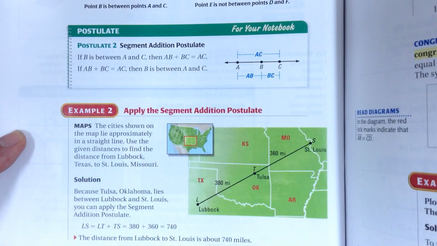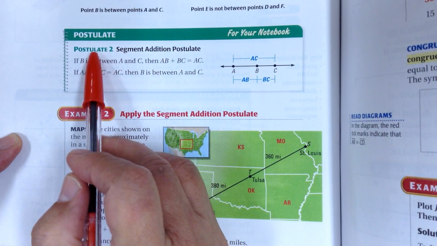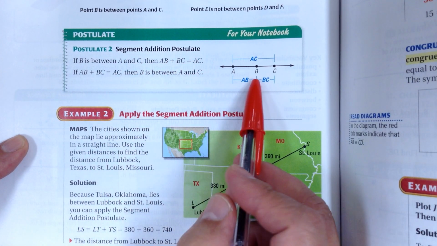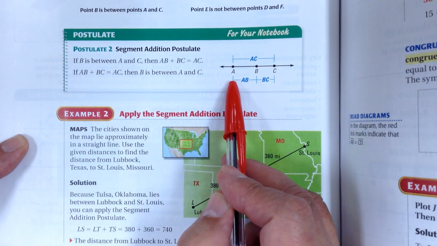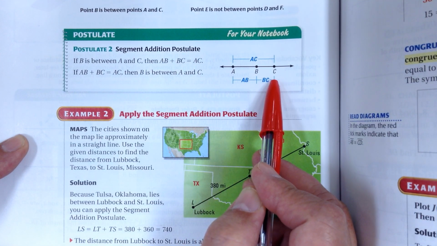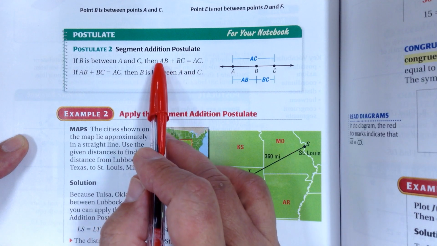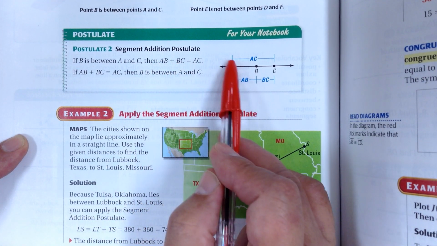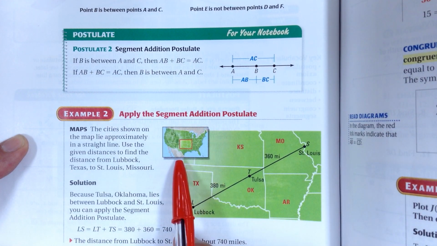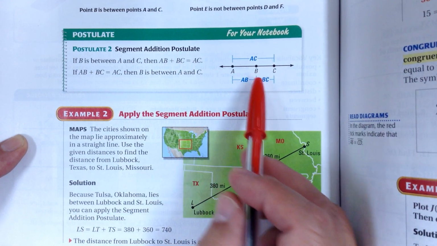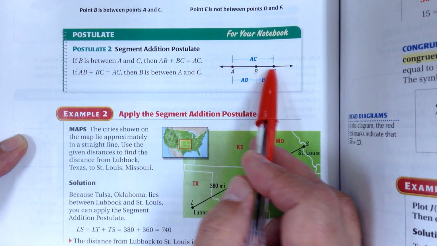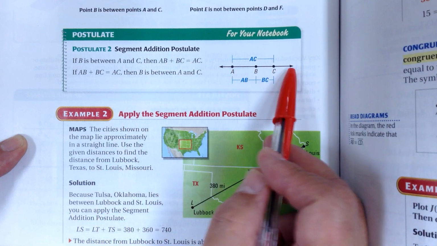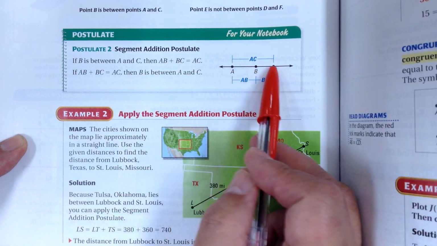Now postulate 2, the Segment Addition Postulate. Again, this is kind of common sense. Notice you have AB plus BC equals AC. Here AB is this over here, plus BC is this over here, equal to AC. But you have to make sure, in order to add the segments on the line, that the points are collinear and point B is between A and C.